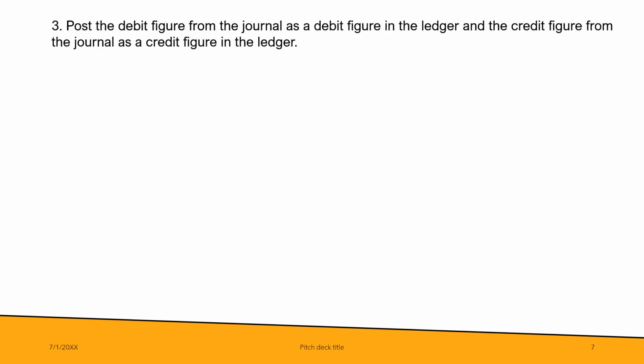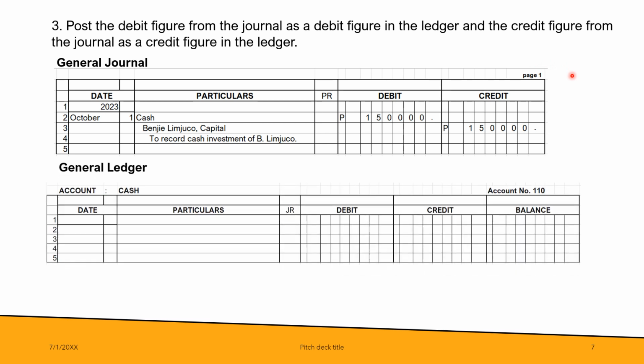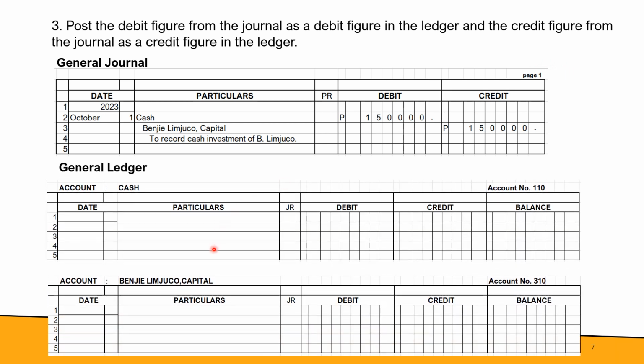The next procedure is to post the debit figure from the journal as a debit figure in the ledger, and the credit figure from the journal as a credit figure in the ledger. Here again is the sample journal, page 1, with our general ledger for the cash account and the Benji Limhoco Capital account. We have already transferred the date and the journal reference, J-1 or GJ-1.